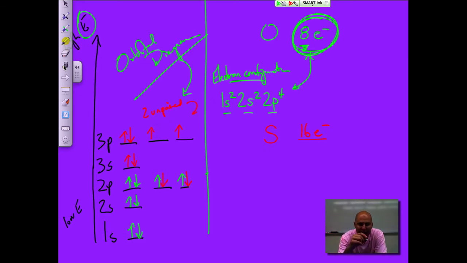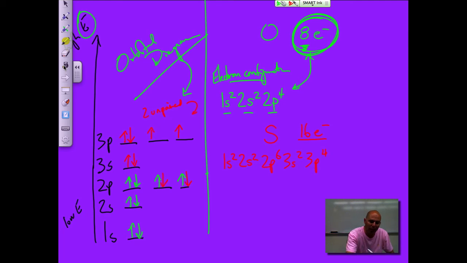If I want to write the electron configuration for sulfur, 1s, I have 2. 2s, I have 2. 2p, I have 6. 3s, I have 2. 3p, I have 4. Okay? That's the electron configuration for sulfur.